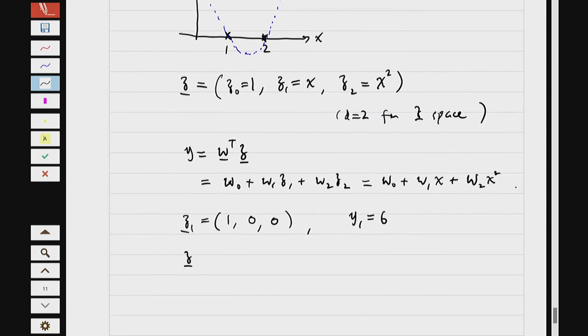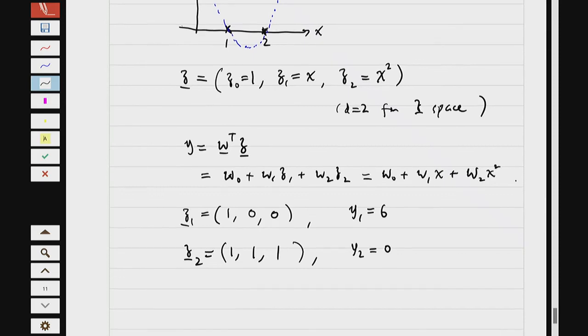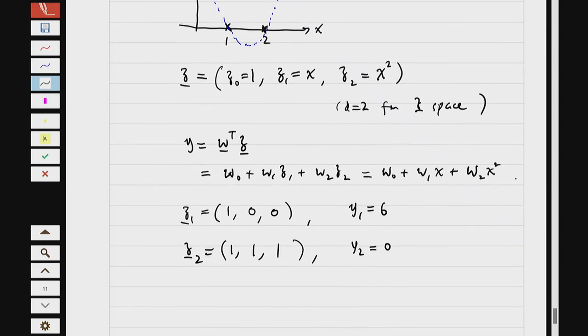And the second point, let's say the point at the bottom on the left-hand side. So y2 equals 0. But it's the left-hand side, so x is 1, right? So this one is 1, this one is 1, this is also 1. X squared is also 1. So that's Z2. Everyone okay with this? Why is Z2 1, 1, 1? Where do these ones come from? The first one is augmentation, Z0 is always 1. The second one is because x is equal to 1, so Z1 is equal to x, equal to 1. And the third one is because x is equal to 1 and 1 squared is also equal to 1.